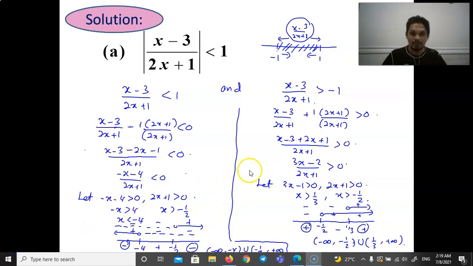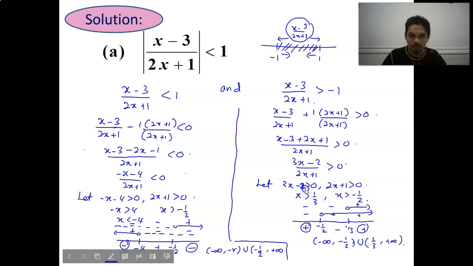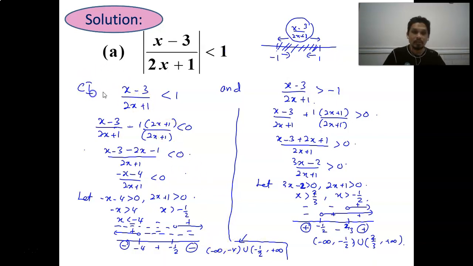Okay, class, I found a mistake here. I made 3x minus 2 and 3x minus 1, it is supposedly 2 here, 2 and 2. And also 2 over 3 here. Sorry. And here is 2 over 3. Okay, this is the solution set for case number 1 here, and this is the solution set for case number 2.